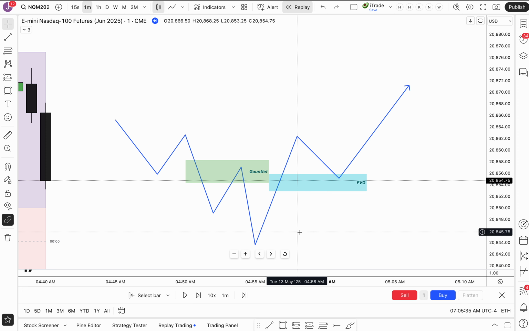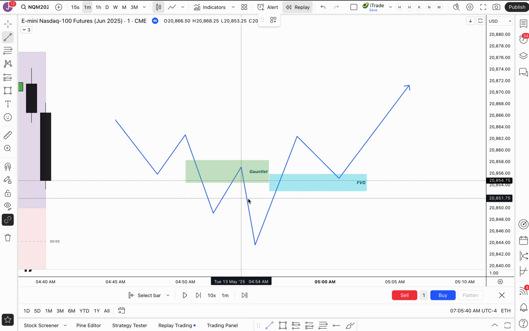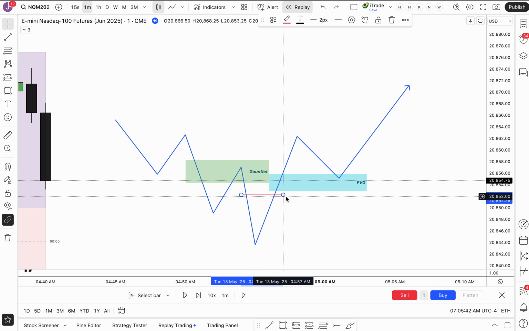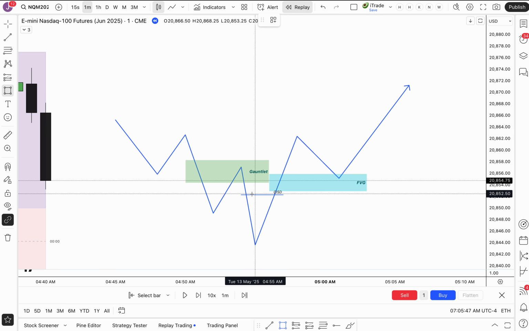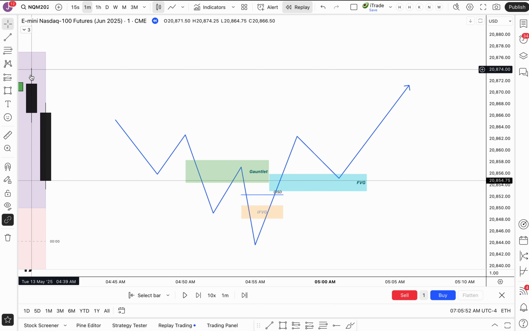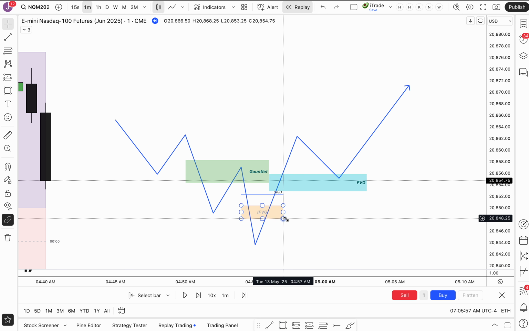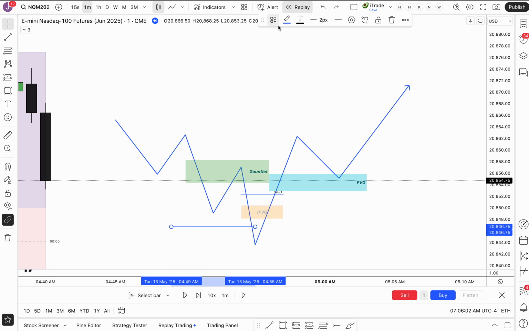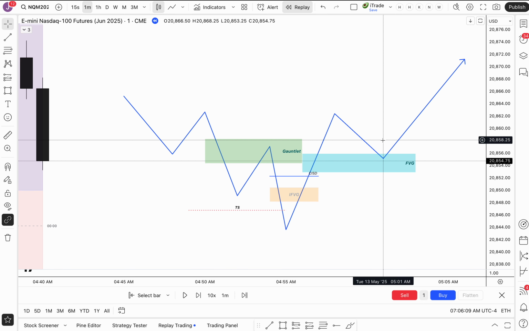Okay. So we can have our typical CISD and all that down here with an inversion fair value gap, all the things that we look for typically. The breaker would even be here as well. And you have your turtle soup. Okay. So the same stuff that I always look for.